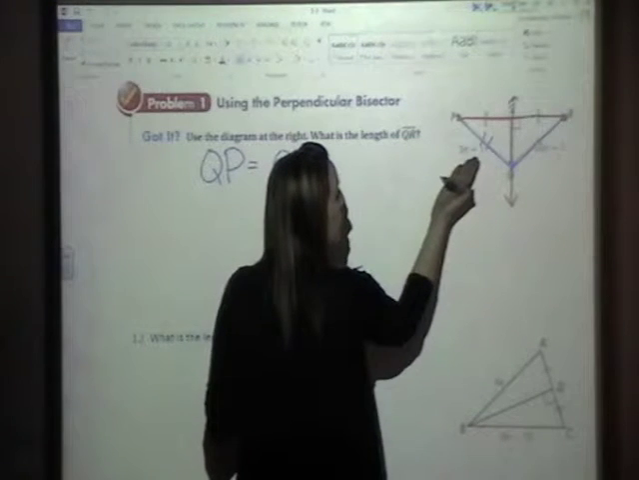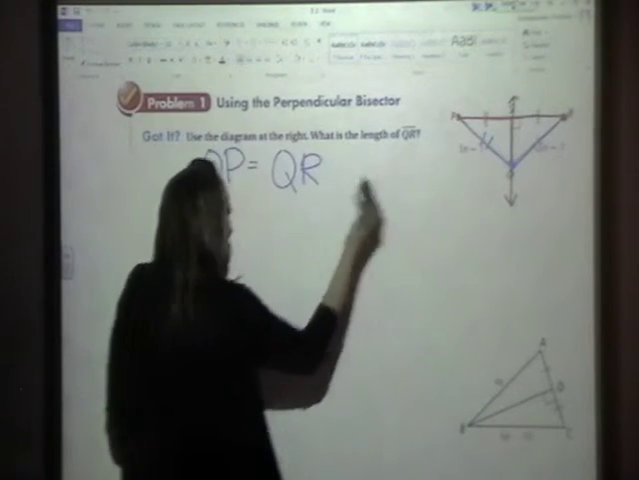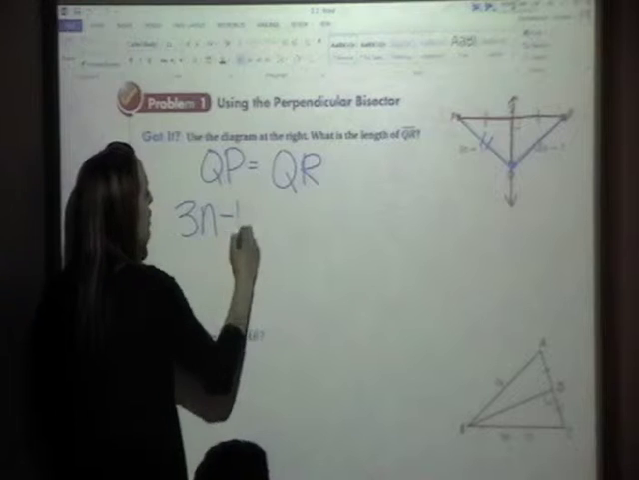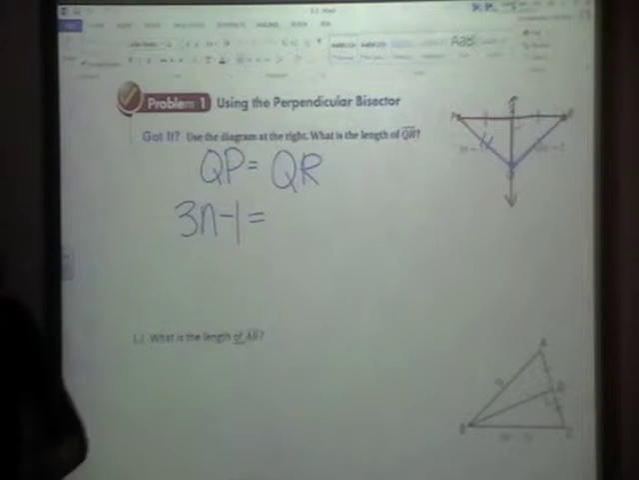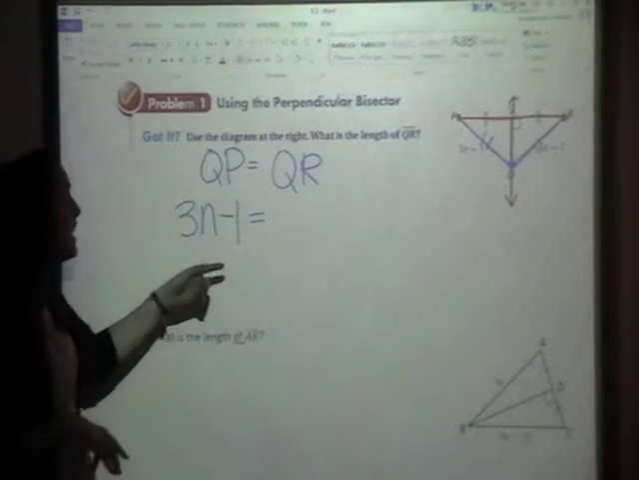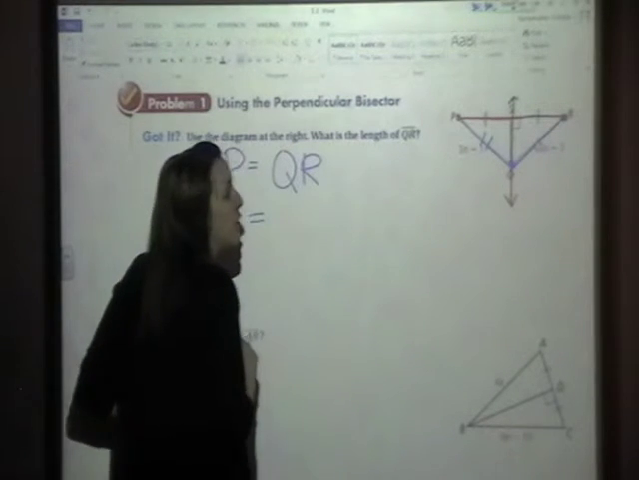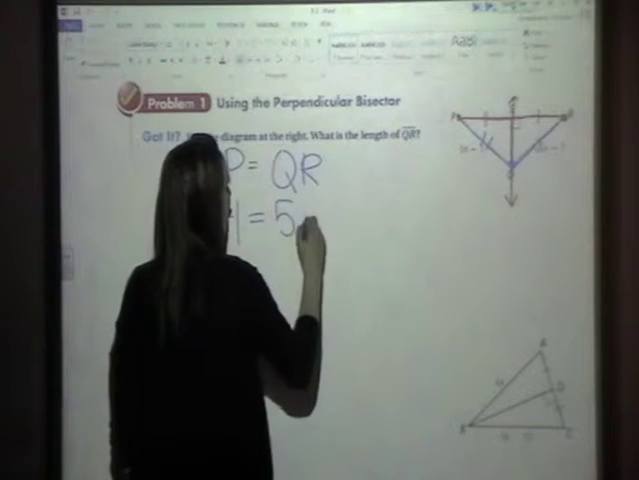What is our value for QP? 3n minus 1. That's okay that it's an expression. Don't want you to freak out. It just means that they're together. 3n minus 1, they're together. That is equal to, what can we substitute for QR? 5n minus 7. Perfect.